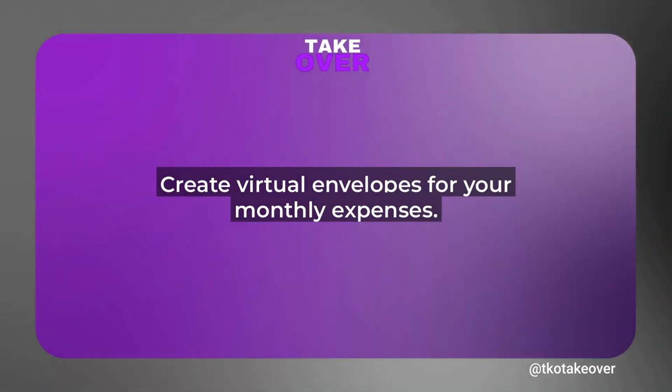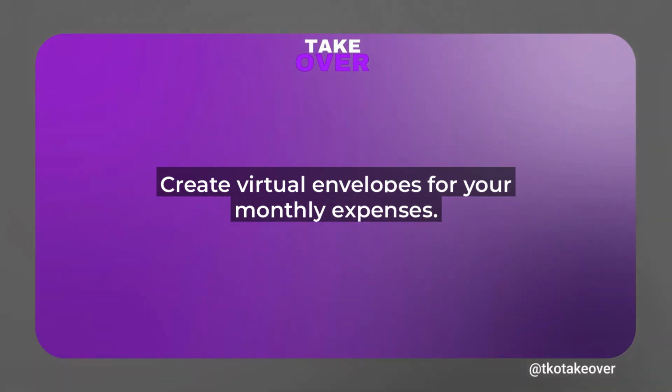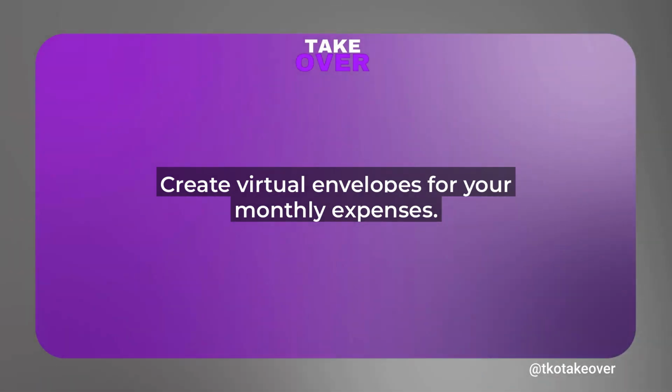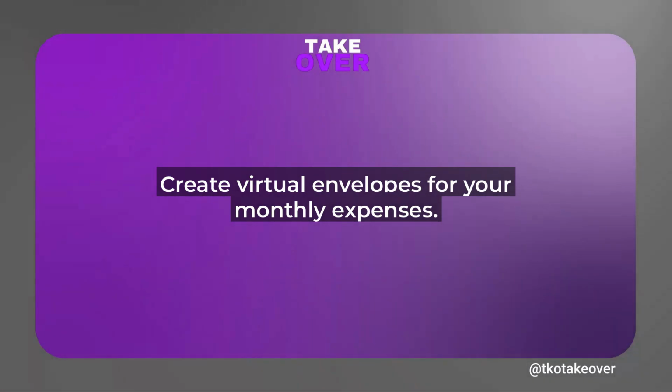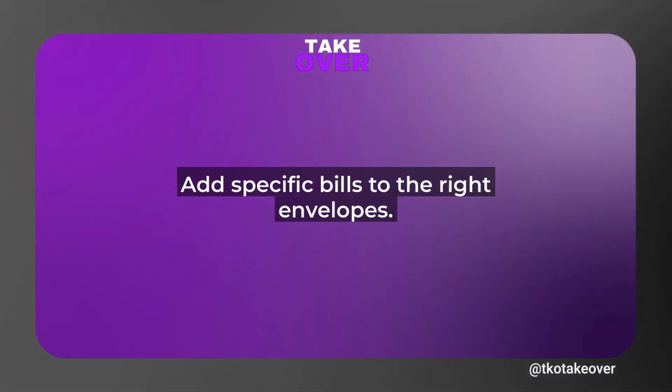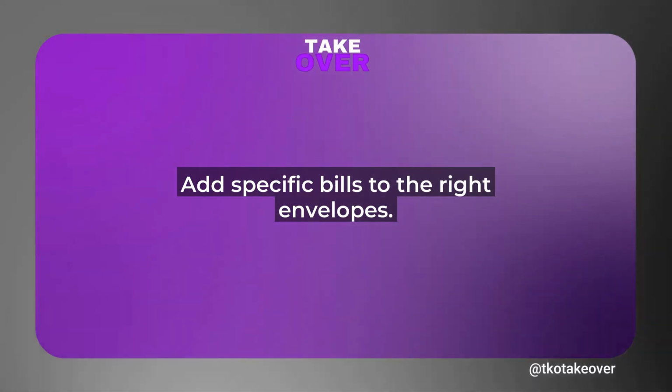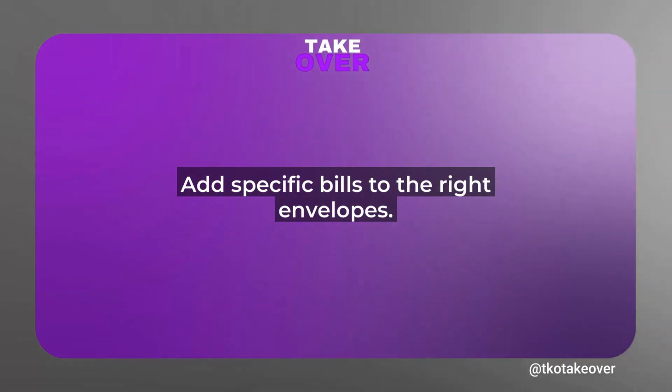Once you're in, the key is setting up your envelopes. These are virtual categories for your expenses, like rent, groceries, utilities, or entertainment. Think of them as digital wallets that help you allocate your money wisely. For example, if your rent is $1,000 a month, create an envelope just for that and add the amount.